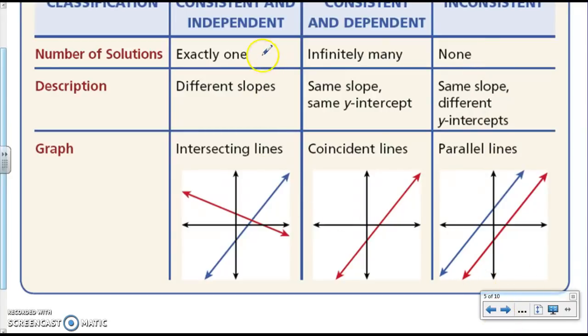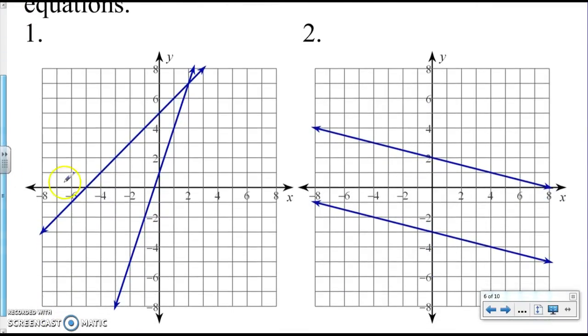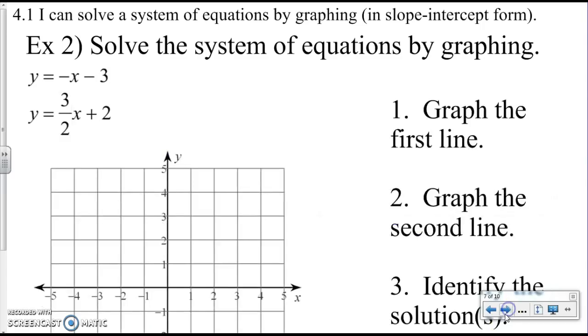Okay, so this one here is where we would have one point. We'd have an ordered pair (x, y) for a solution. This one is infinite solutions. This is no solution. Okay, so I'm going to leave this to you. Go ahead and hit pause. Do these two problems, find your solutions, and then when you're ready, go ahead and move on.